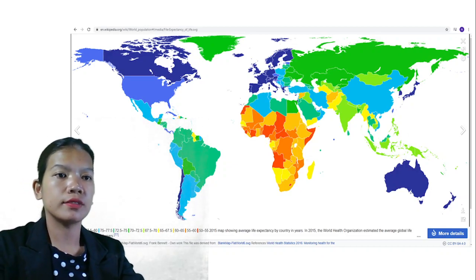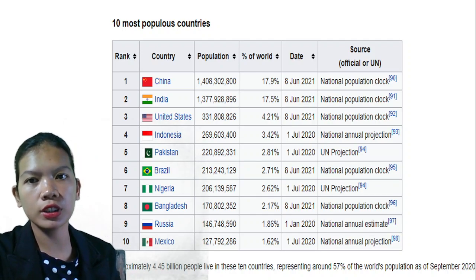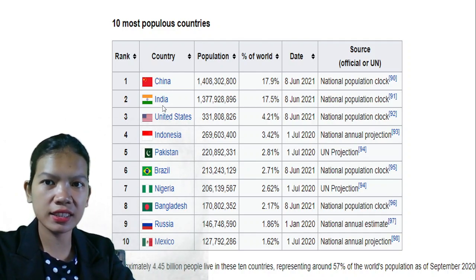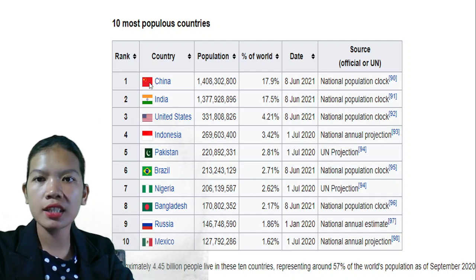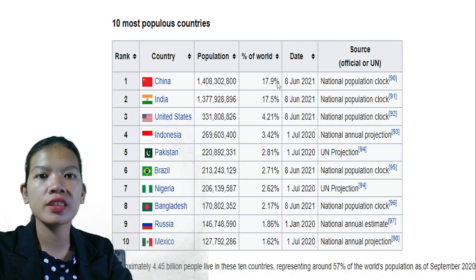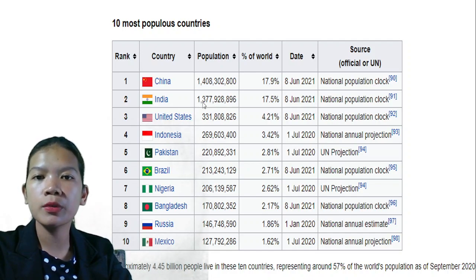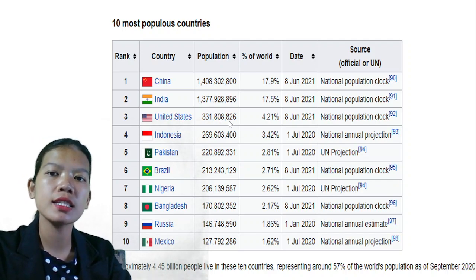So that's it. Right. Next is the top 10 most populous countries in the world. As we all know, two of the most populous countries, China and India, the first and the second most populous countries according to the national population clock, comprise 17.9% of the total world population. China has 1,108,302,800, followed by India with 1.3 billion, and then the third most populous country is the United States.